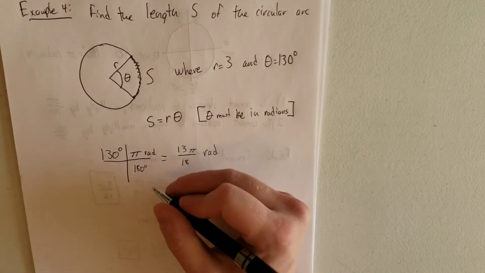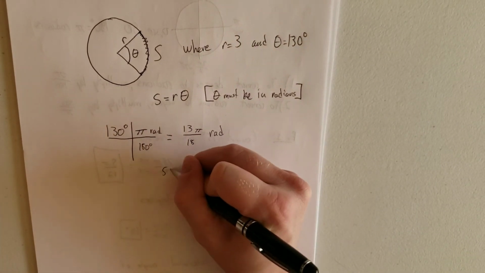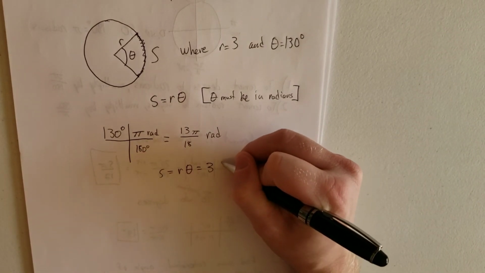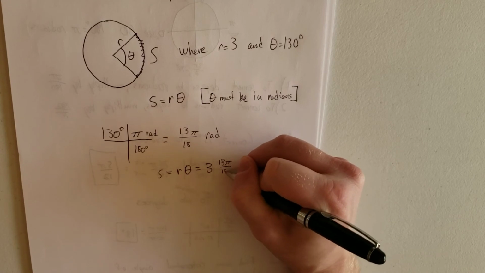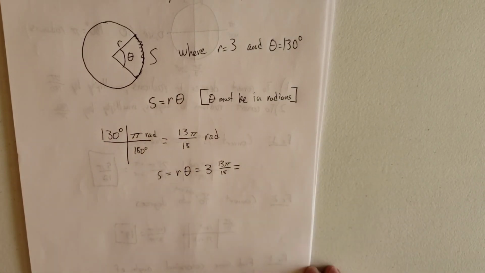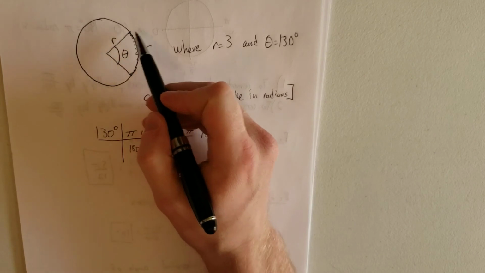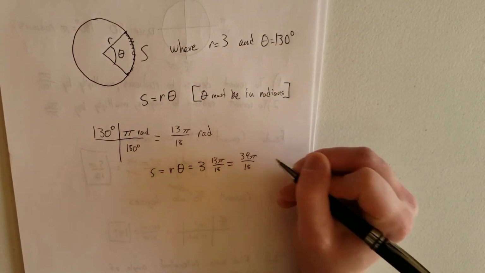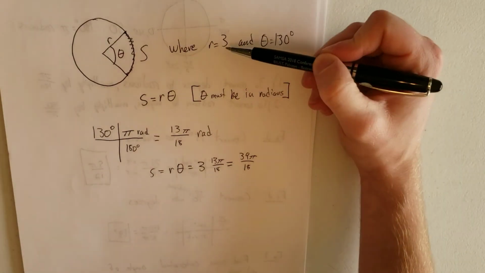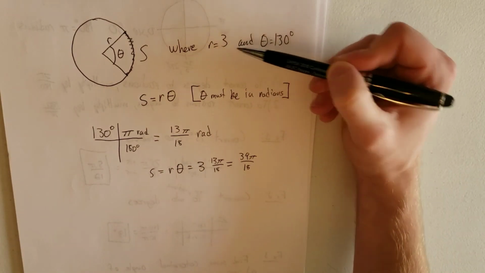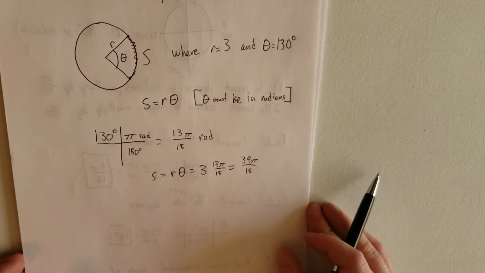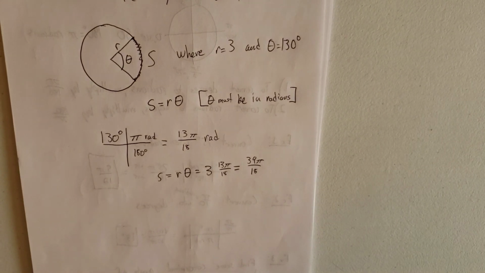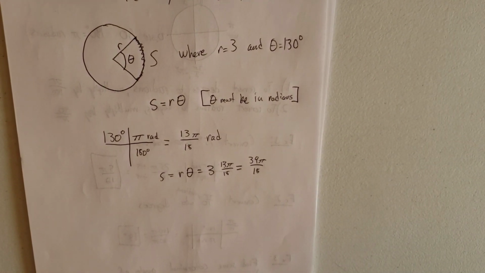Then we use our formula to find S. So S is equal to R times theta. R is 3, theta was 13 pi over 18. So our arc length here is going to be 39 pi over 18. And I didn't write units here, but the units will be whatever the units of length the radius is in. So whatever units were there would be the units on this S. And that's it for section 6.1.